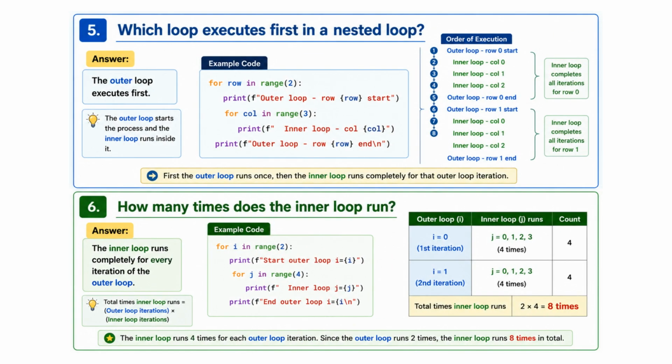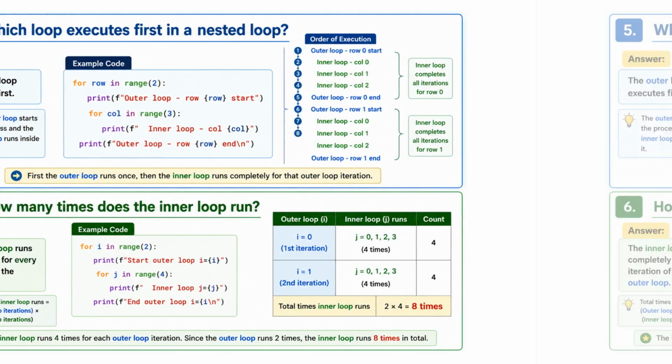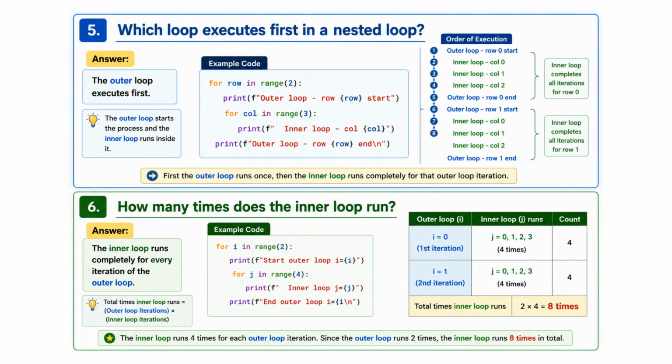In this example, the outer loop starts with row 0. The inner loop then runs through column 0, column 1, and column 2. Only after the inner loop has finished all of its iterations does the outer loop continue to the next row. So remember, the outer loop starts first, and the inner loop finishes all of its work before the outer loop moves on.